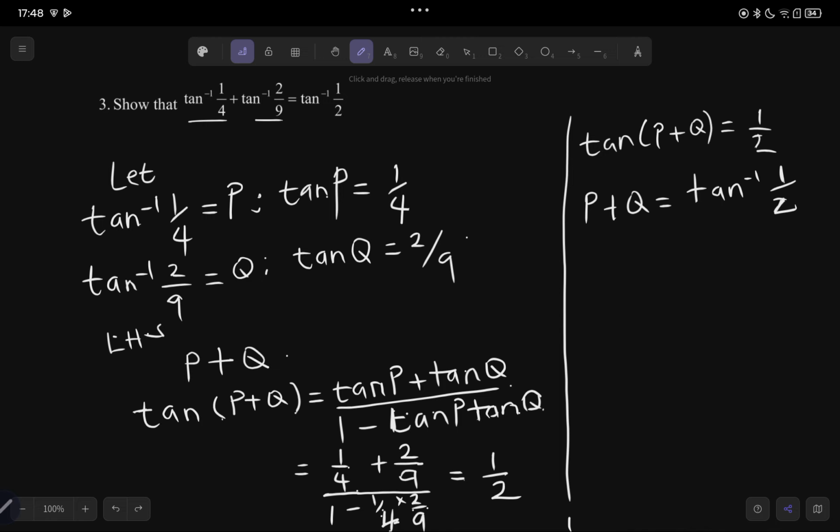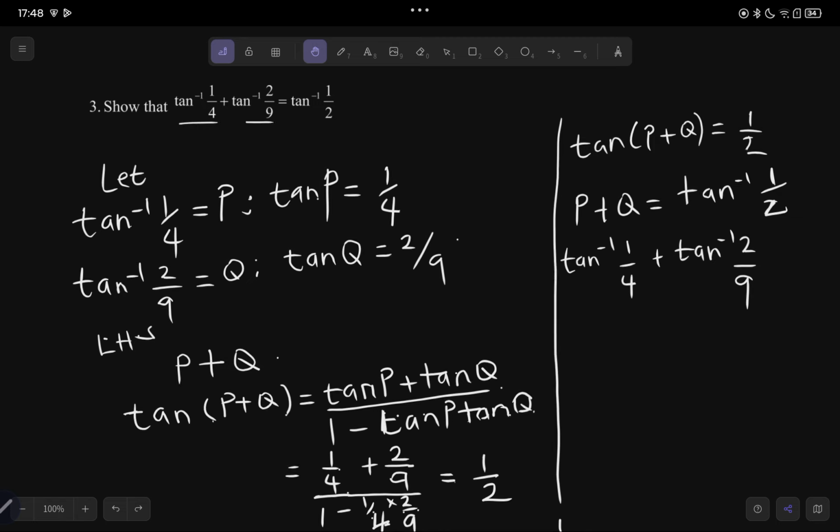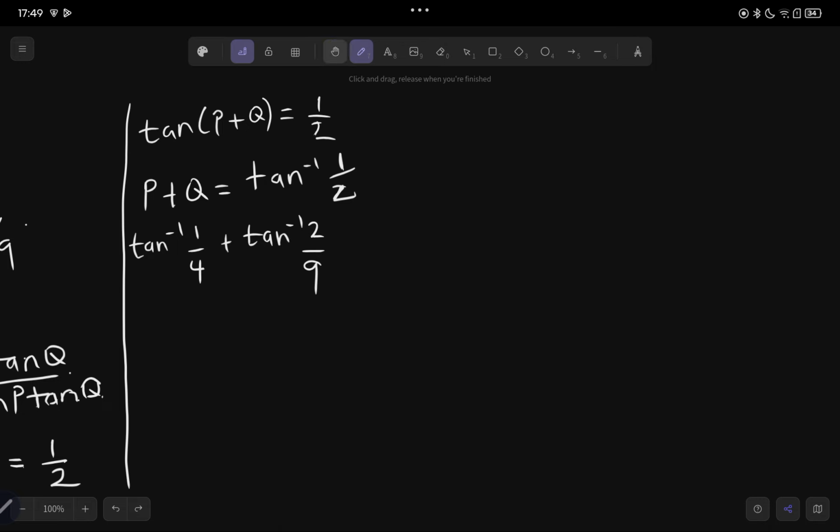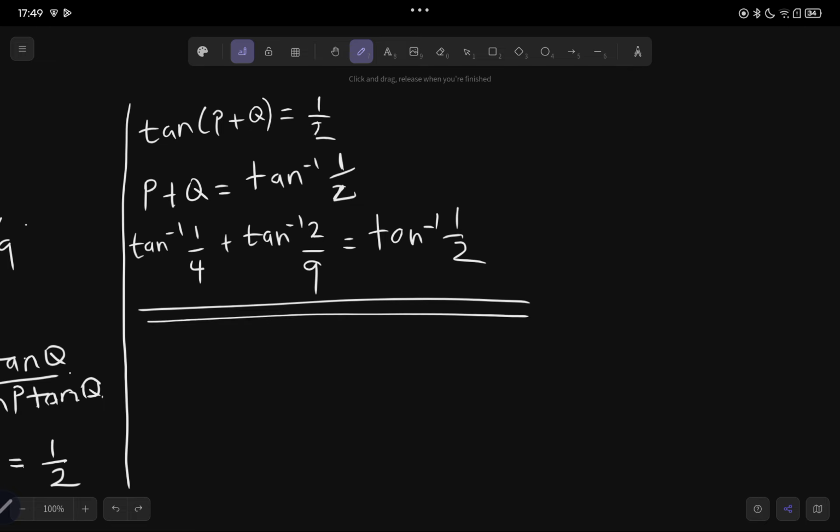But we know what P was. P was tan inverse of a quarter. Q was tan inverse of 2 out of 9. Which is now equal to tan inverse of a half. That is the original thing we're supposed to show. Therefore, we have shown it as required.